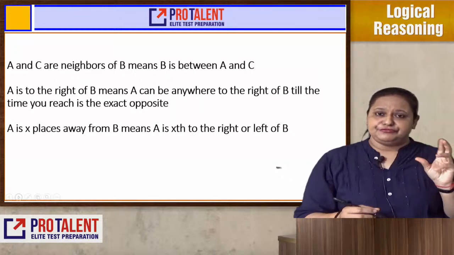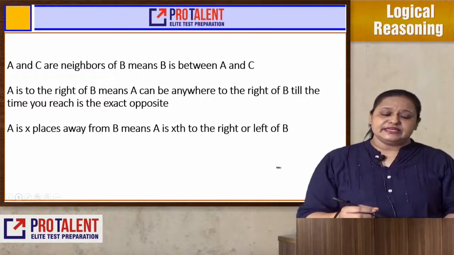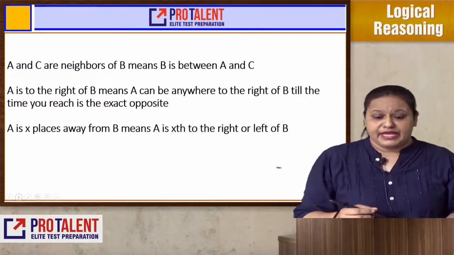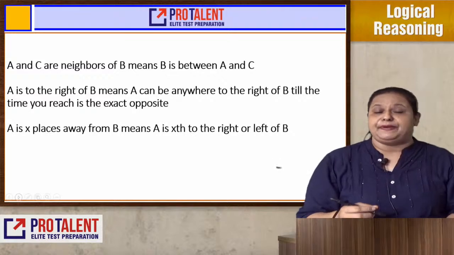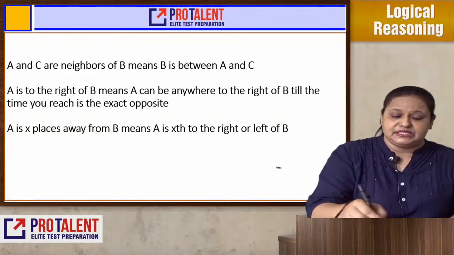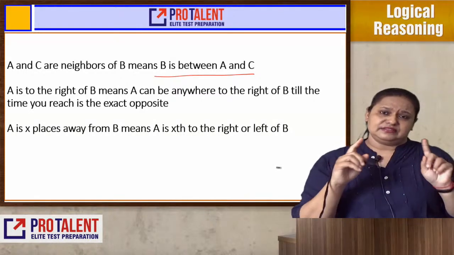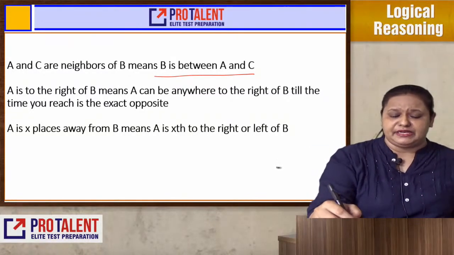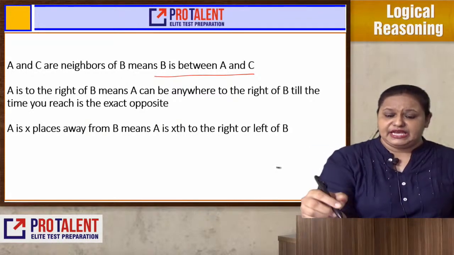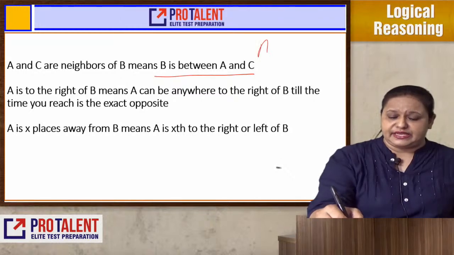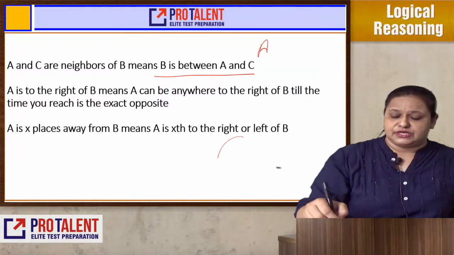I have come up with a few points. A and C are the neighbors of B means what? B is between A and C. But does it mean that, is this thing possible? If I say B is between A and C, can I write like this, A? Okay, oh, it's a circular one.